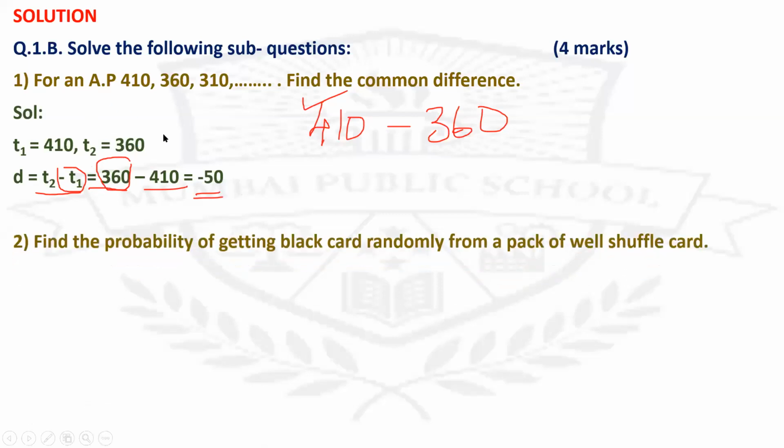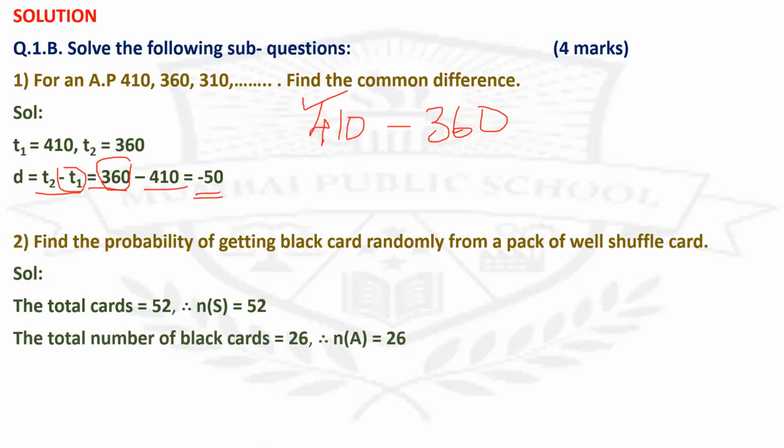Next, find the probability of getting a black card randomly from a pack of well-shuffled cards. Now, you know the pack consists of 52 cards. So n(S), directly you can write as 52. Now, the total number of black cards. How many black cards are there? You all know, the total number of black cards is 26. Half are black, half are red. So 26 are black and 26 are red. Therefore n(A) is 26.